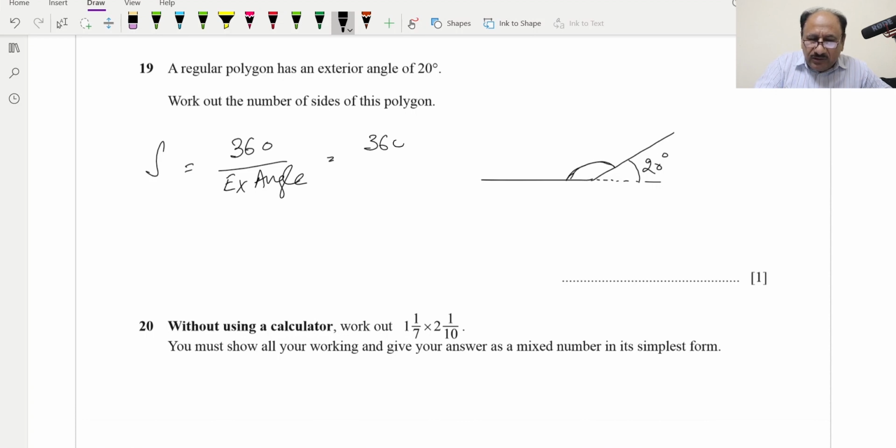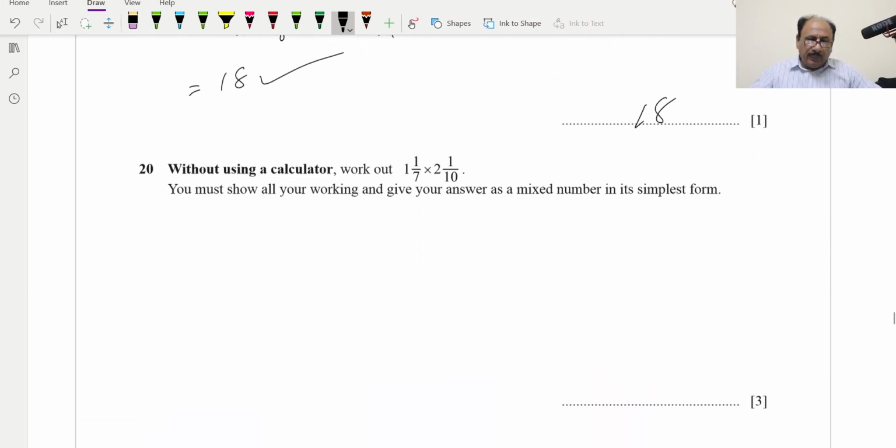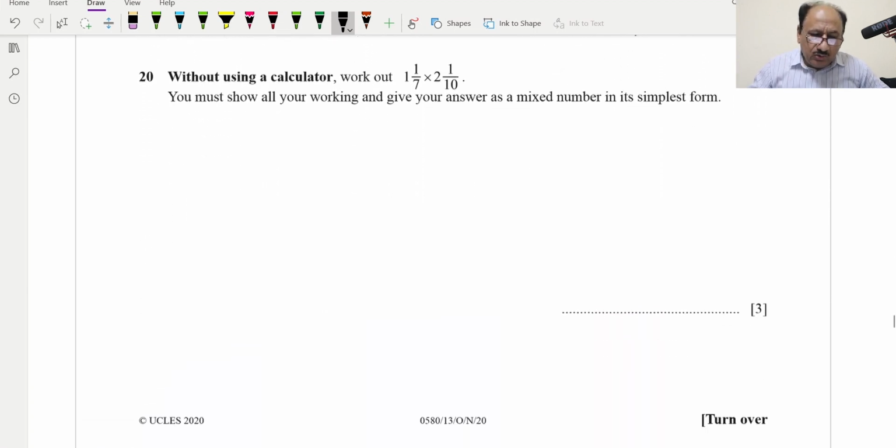So this is the formula which we'll be using. 360 divided by the exterior angle, which is 20, so divided by 20, this is gone, and this will be equal to 18. So our answer will be 18. So the number of sides will be 18 over here. It's a 1-mark question. Question number 20, without using a calculator, we have to simplify this.